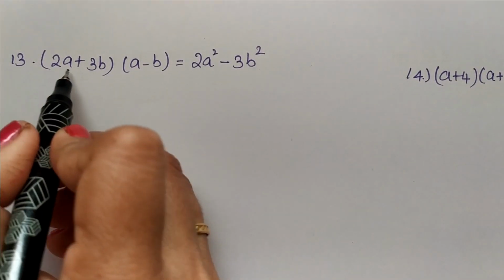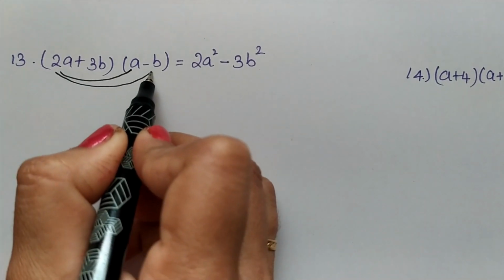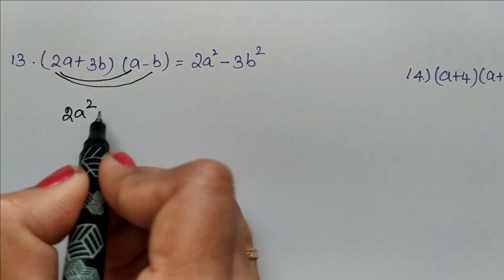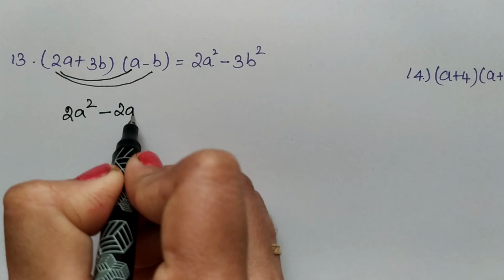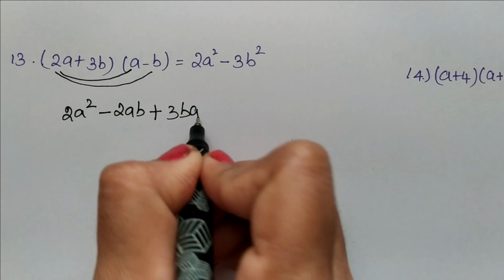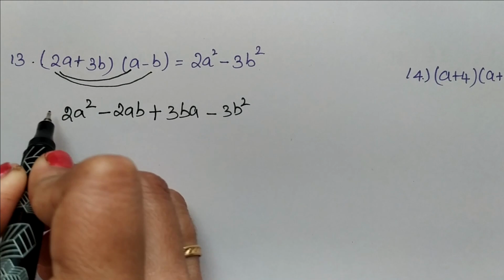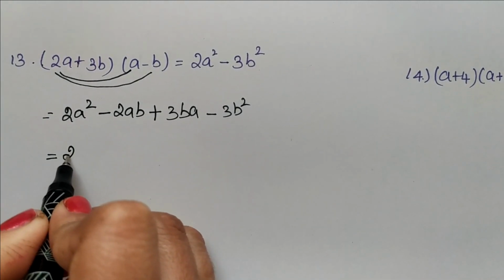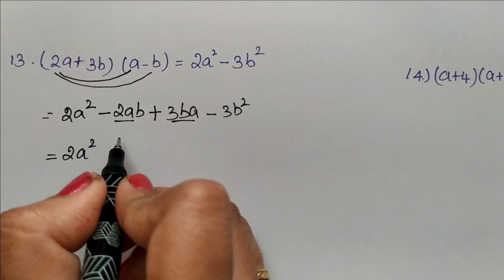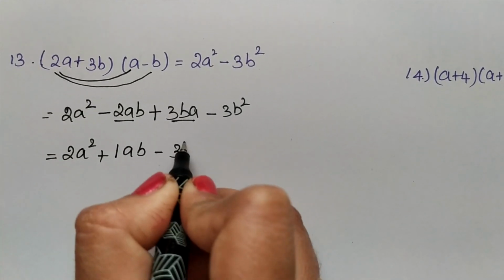So next 2a plus 3b into a minus b. So we have to multiply this. So 2a into a is 2a square plus into minus is minus. 2a into b is 2ab plus 3b into a 3ba. And plus into minus minus 3b into b 3b square. So now 2a square. Here we have like terms plus 3ba minus 2ab. So plus 3 minus 2 is plus 1ab minus 3b square.